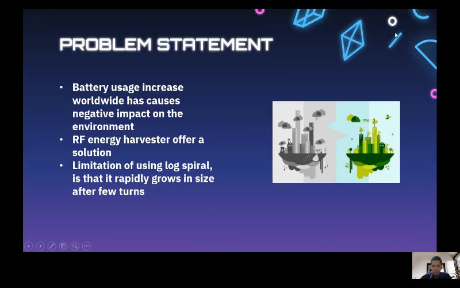Problem statement. Battery usage increase worldwide has caused a negative impact on the environment. However, a wideband energy harvester using a log spiral rectangle offers a solution to this problem. The downside of using the log spiral rectangle design is that it quickly grows in size even after just a few turns.